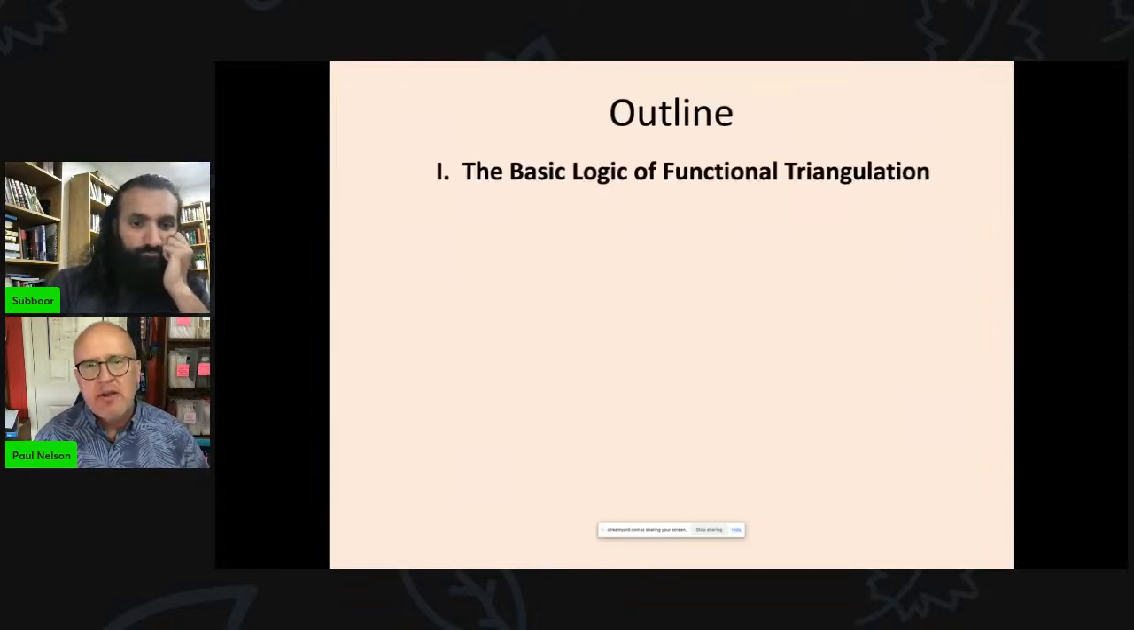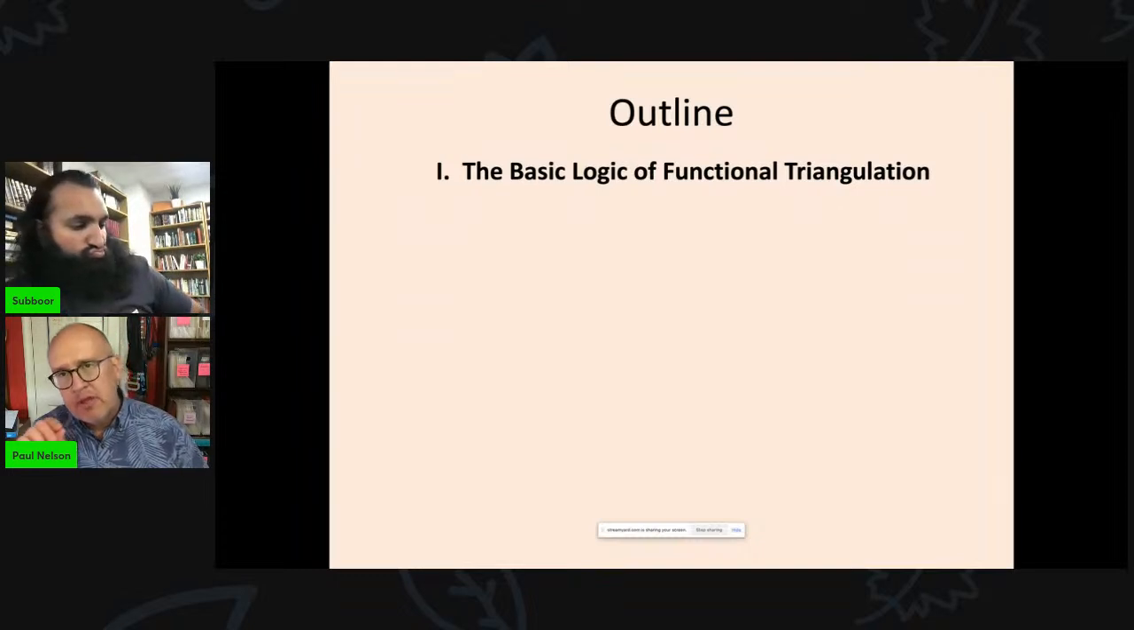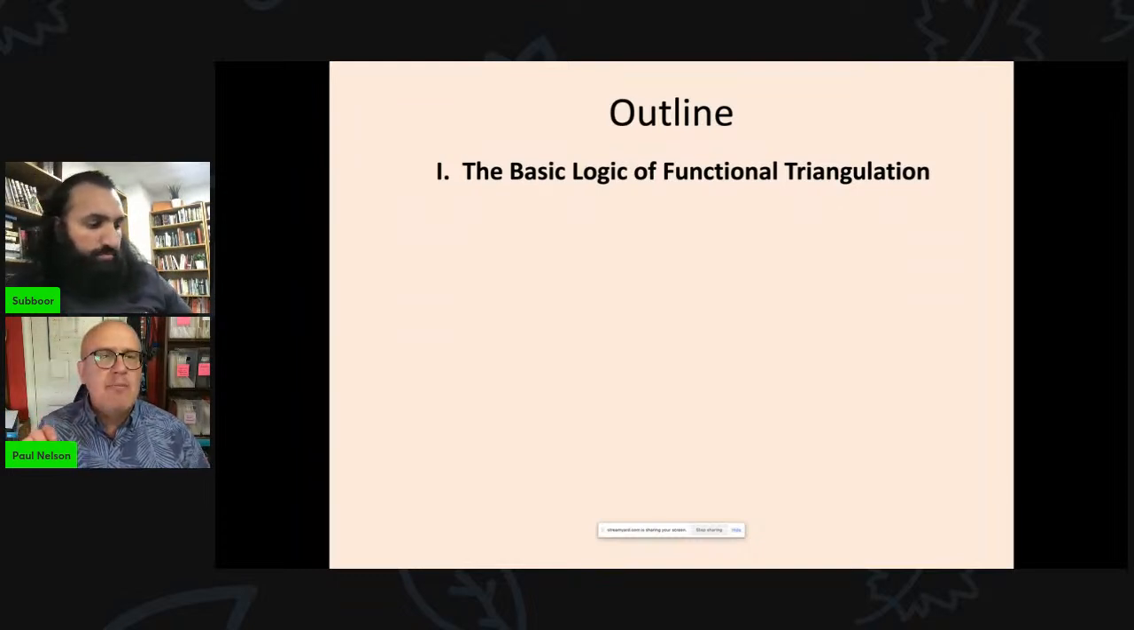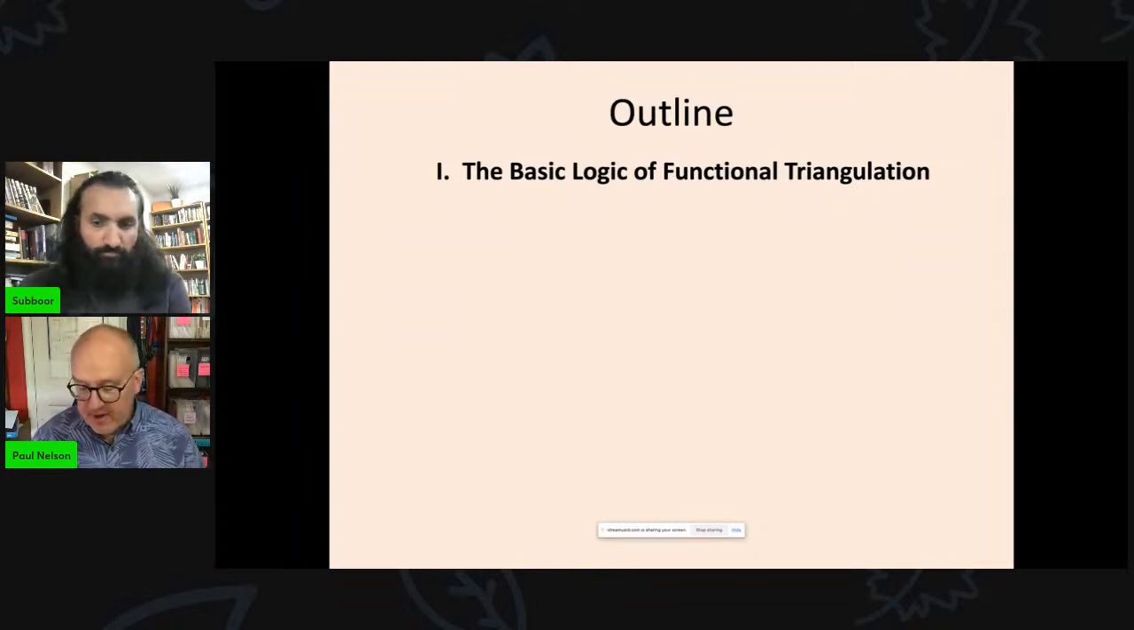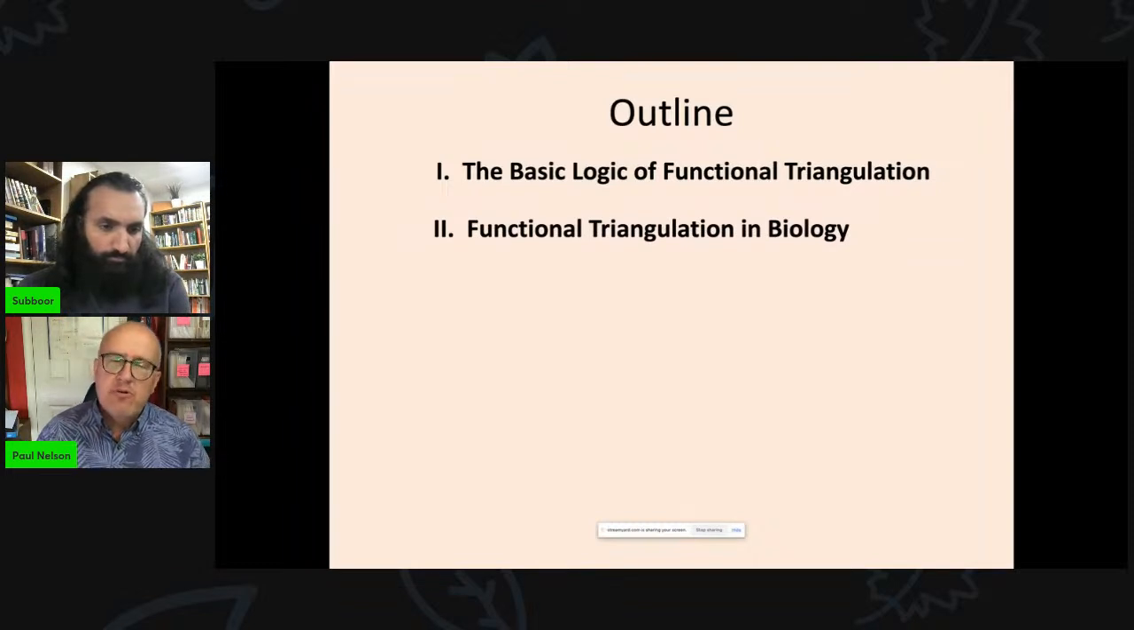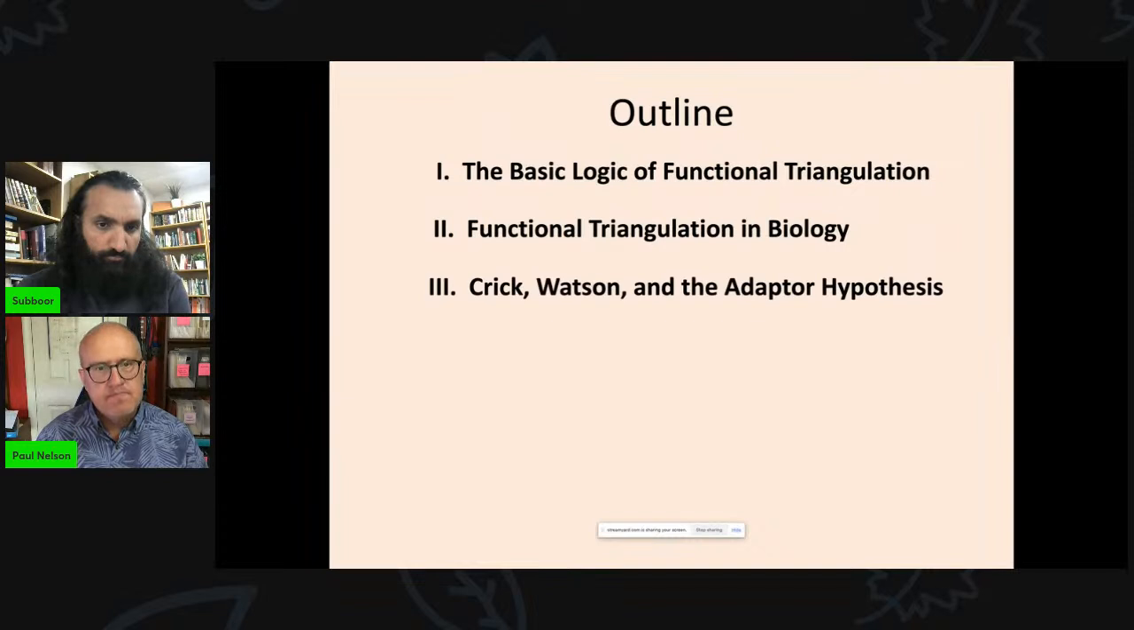So, a quick outline. I first want to discuss what I call the basic logic of functional triangulation, which is something that you've done. You may not give it a name, but the inference pattern that I'll be describing is something that I think everybody uses at one point or another, even in just their daily affairs. Then we'll focus in on functional triangulation in biology.